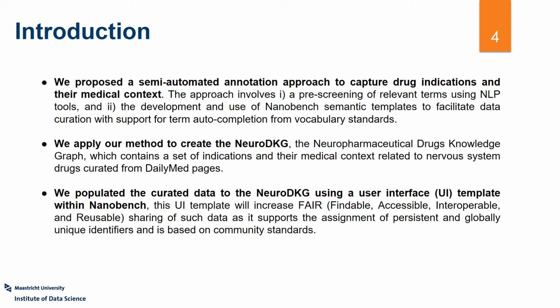We applied our method to create the NeuroDKG, the neurological pharmaceutical drugs knowledge graph, which contains a set of indications and their medical context related to nervous system drugs curated from the DailyMed pages. And next, we populated the curated data to the NeuroDKG using a user interface template within Nanopublication. And this UI template will increase FAIR, the findable, accessible, interoperable, and reusable principles sharing of such data as it supports the assignment of persistent and globally unique identifiers, and it's based on community standards.